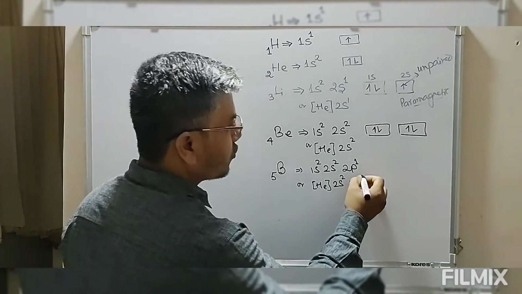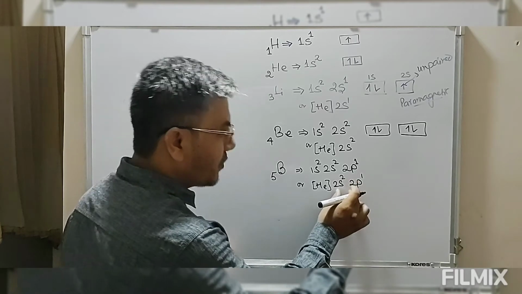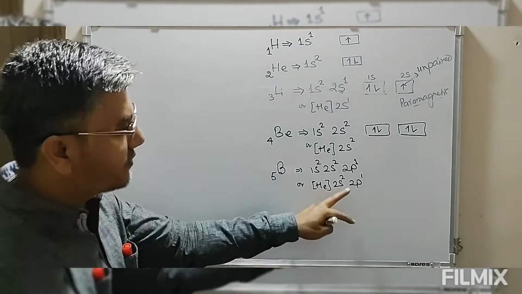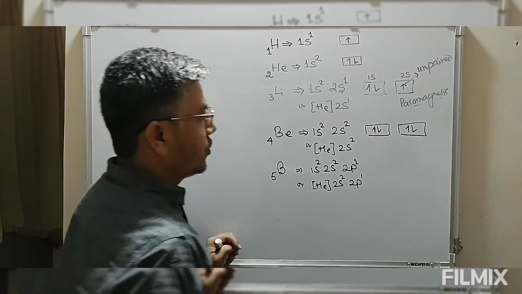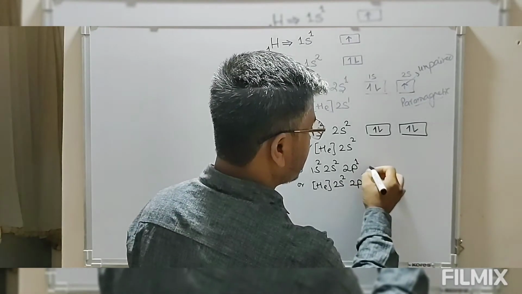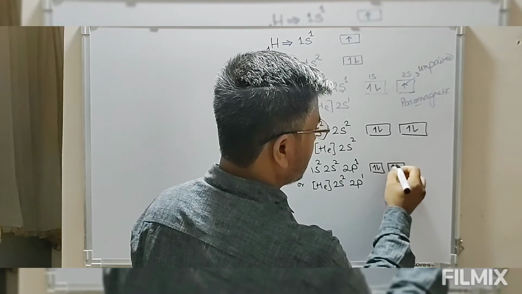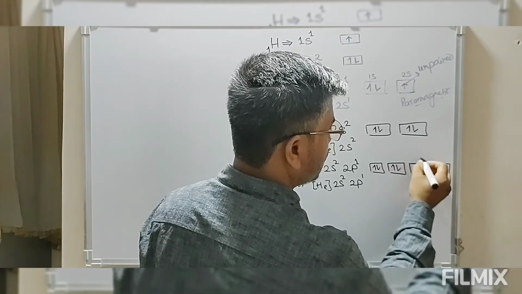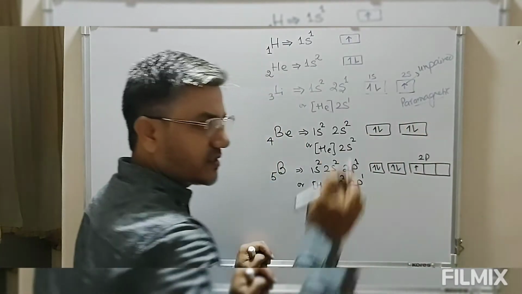Now the highest occupied shell is 2, so we say this is the valence shell, and the number of electrons in the valence shell is 2 plus 1, 3. So in total we have 3 electrons in the valence shell. We have one unpaired electron, so this will be paramagnetic in nature. So this is 1s2, 2s2, then we have 2p. This is 2p, so we have one electron here. We can place one here, we can also place the electron here.